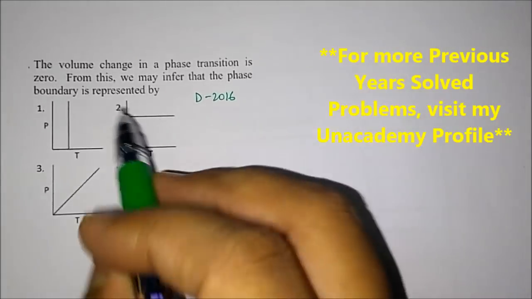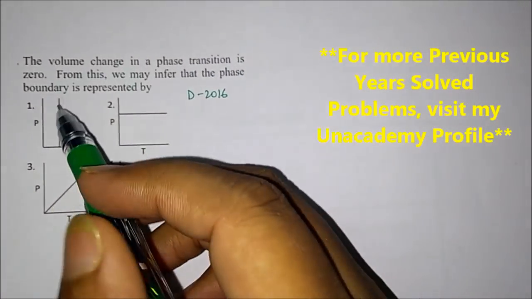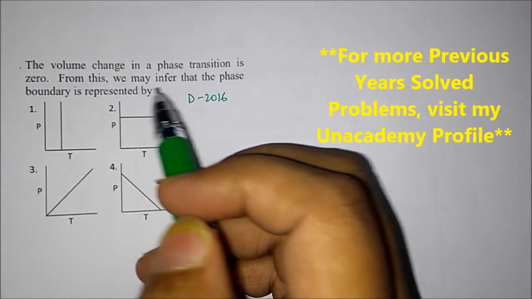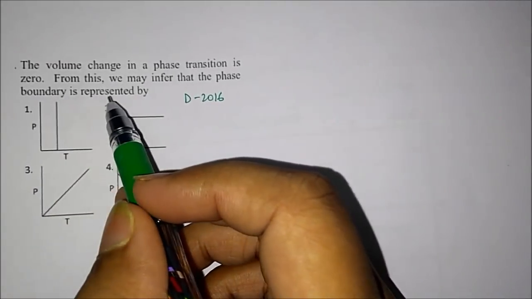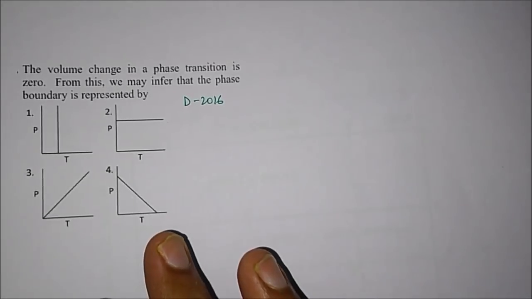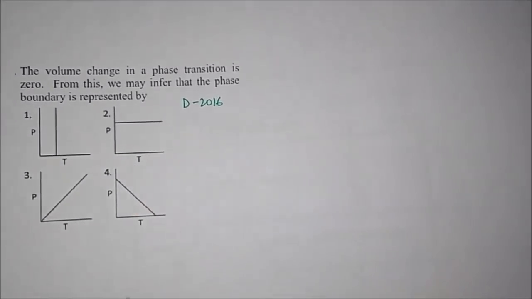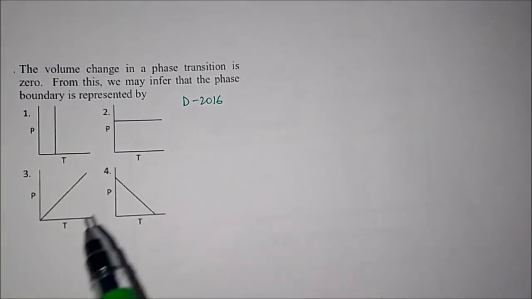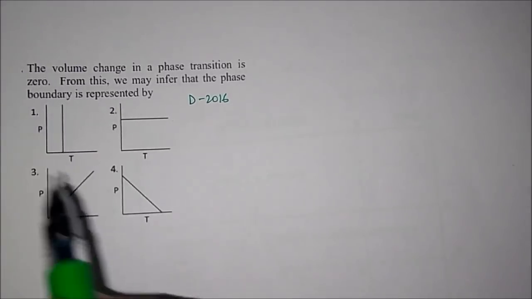All right, so the question says that the volume change in the phase transition is 0. From this we may infer that the phase boundary is represented by... Now before going to the question, let's just quickly check the 4 options. What are the values of the slopes here?